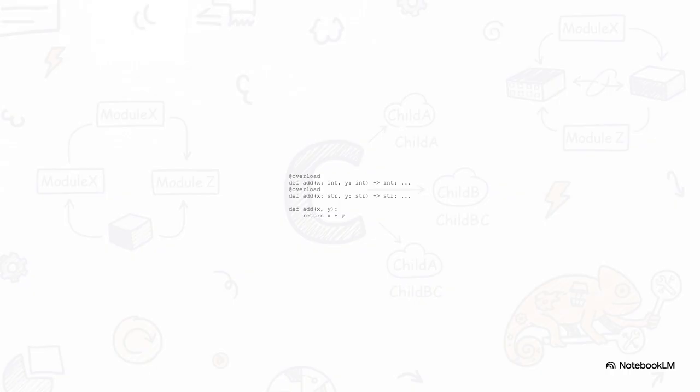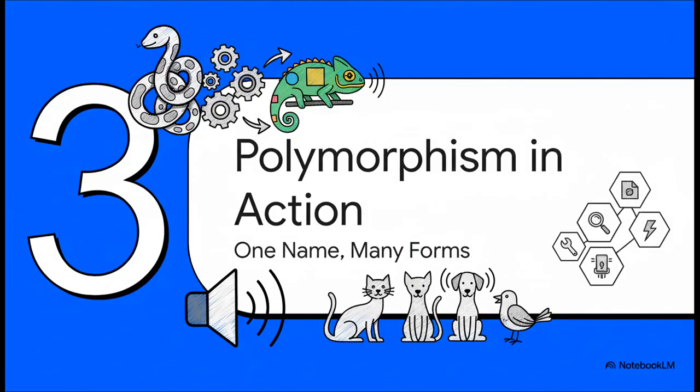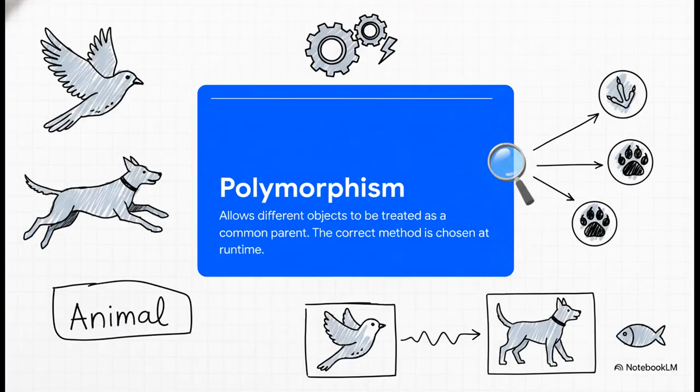Okay, so now that we've got overriding down, we can talk about the real payoff. This is where the magic happens: polymorphism. The word itself sounds complicated. It's Greek for many forms. But the idea is actually super powerful and elegant. It just means we can treat objects of different classes as if they all belong to a common parent class.